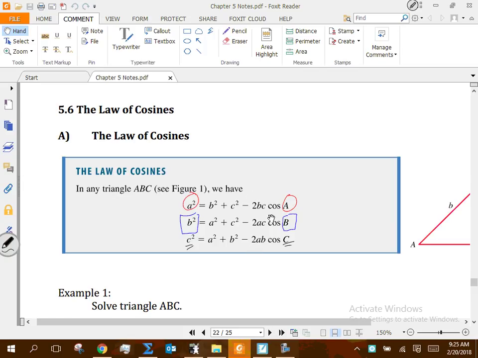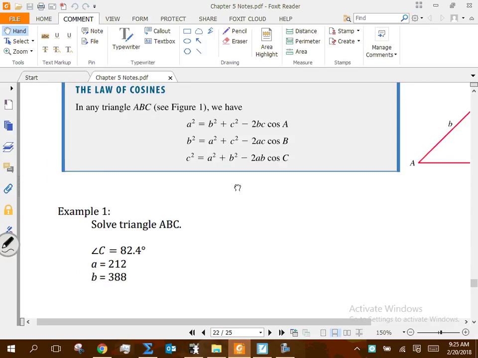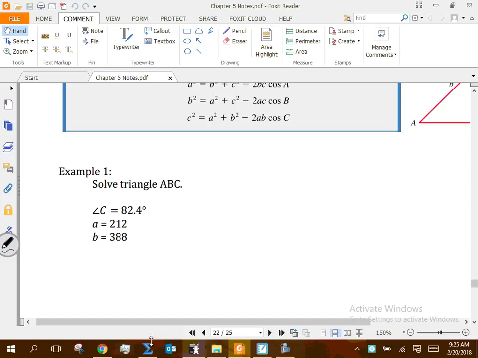So I don't think it's beneficial to learn all three, but I want you to know why all three of them are usually written or provided. Is that all right? Okay. So they're going to ask us, can we solve a triangle using this formula?